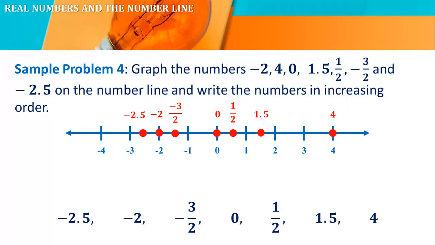We have negative 2.5. Siya yung pinakamaliit. Next to that is negative 2. Then, negative 3 halves. Followed by 0. The next is 1 half or 0.5. And then 1.5. And then last is yung whole number na 4. So, kung titingnan natin yung number line from the left to the right, yun yung increasing order. So that is negative 2.5, negative 2, negative 3 halves, 0, 1 half, 1.5, and 4. So, when we say naman decreasing order, mag-uumpisa tayo sa right to the left. So, that would be 4, 1.5, 1 half, 0, negative 3 halves, negative 2, and negative 2.5. So, ganun lang po siya.